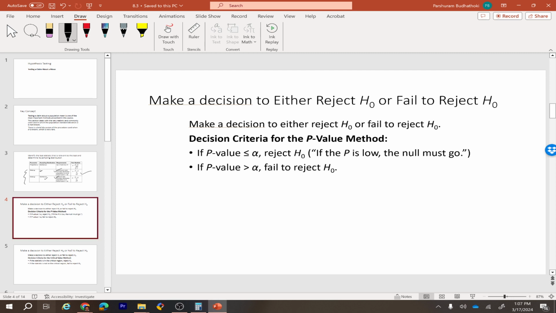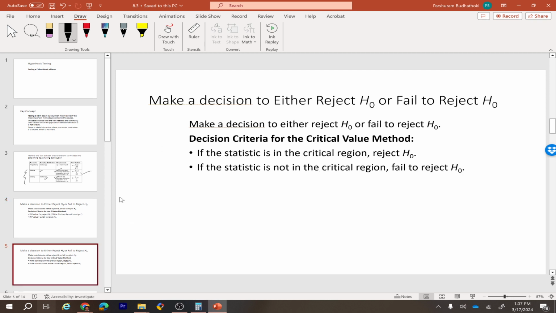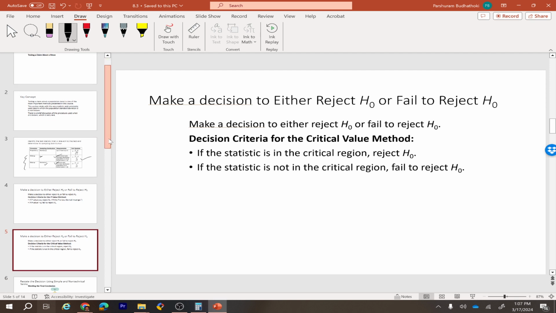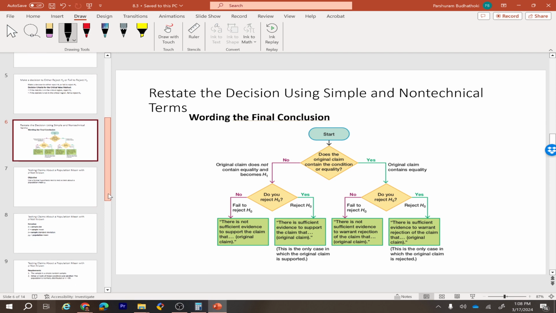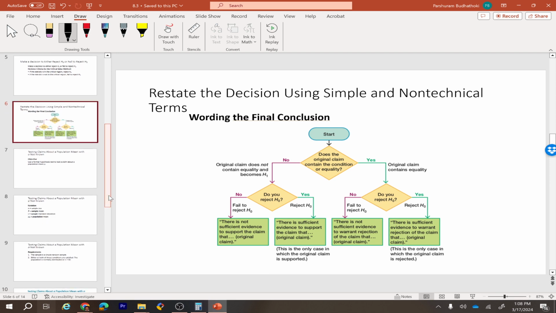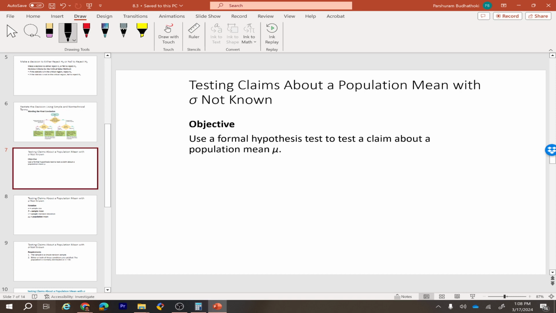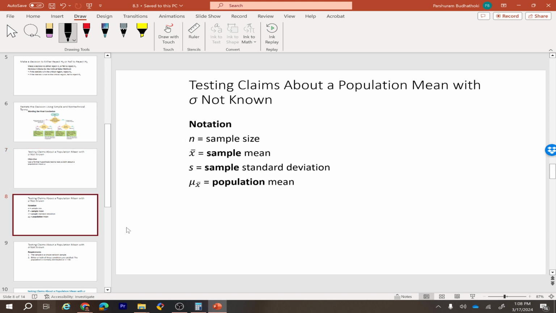After finding the p-value, we compare it with alpha, or we find the critical value and check whether the test statistic is in the critical region or not. To make the final wording, we're going to use this flowchart. One more time, if you don't know the standard deviation for the population, then we use the t-score.